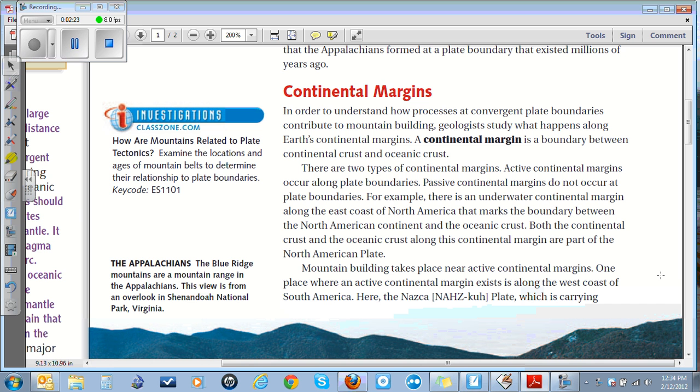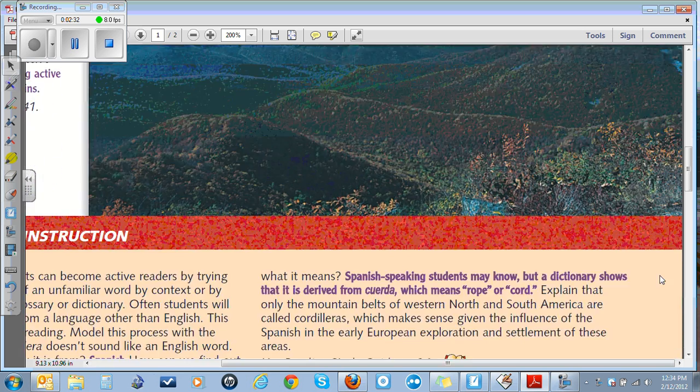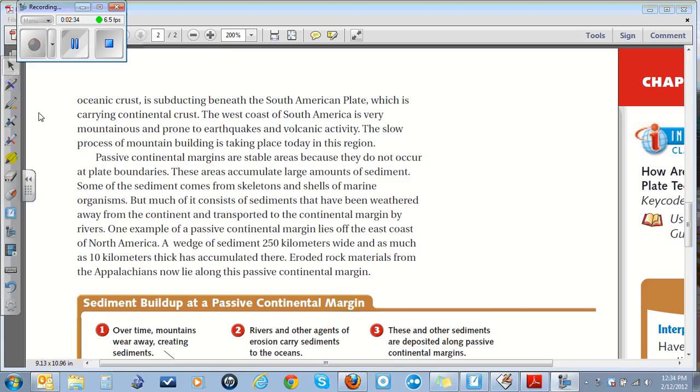One place where an active continental margin exists is along the west coast of South America. Here, the Nazca plate, which is carrying oceanic crust, is subducting beneath the South American plate, which is carrying continental crust. The west coast of South America is very mountainous and prone to earthquakes and volcanic activity. The slow process of mountain building is taking place today in this region.